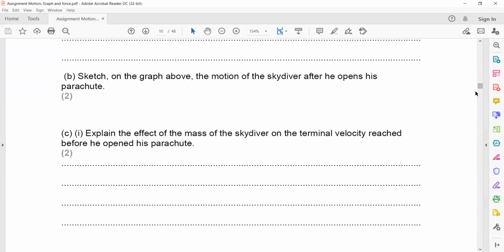Explain the effect of mass on the terminal velocity, the constant velocity. If he has more mass, he will have greater weight, and greater weight means he needs a greater air resistance, and to increase the air resistance, he should have greater speed as well.